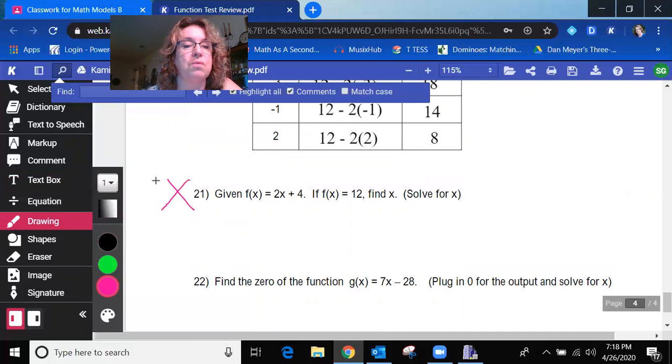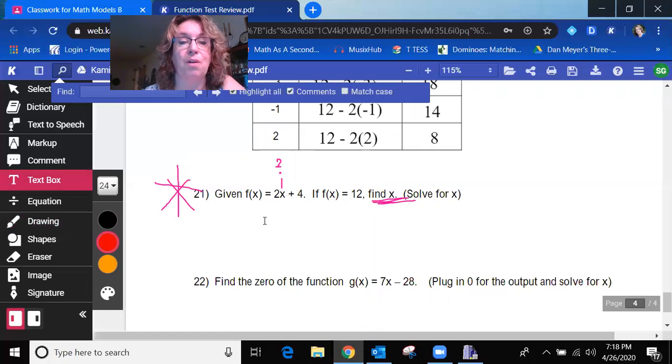So this one says find x. I don't know what x is, so I can't put a number in here because I don't know what it is. I do know what comes out. The number that comes out is a 12.